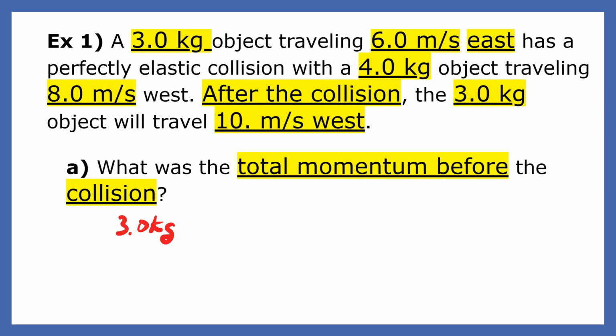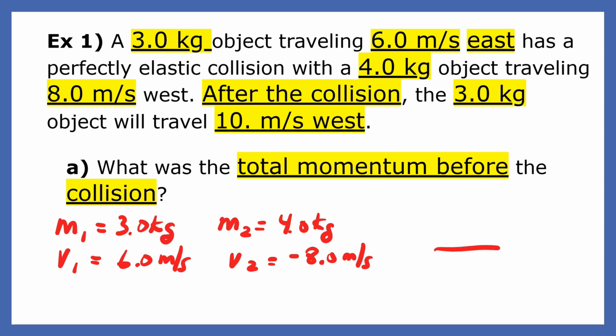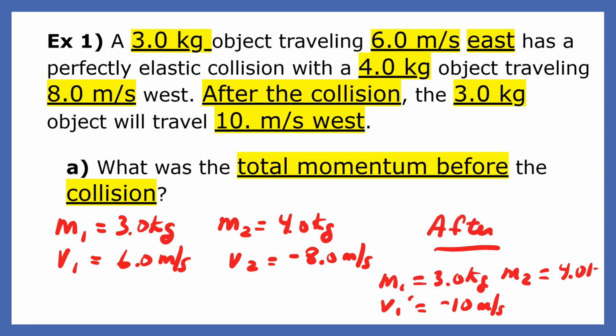A 3 kilogram object traveling at 6 meters per second has a perfectly elastic collision with a 4 kilogram object traveling at 8 meters per second. After the collision, the 3 kilogram object will travel 10 meters per second west. What's the total momentum before this collision? So we pull out the information from this question.